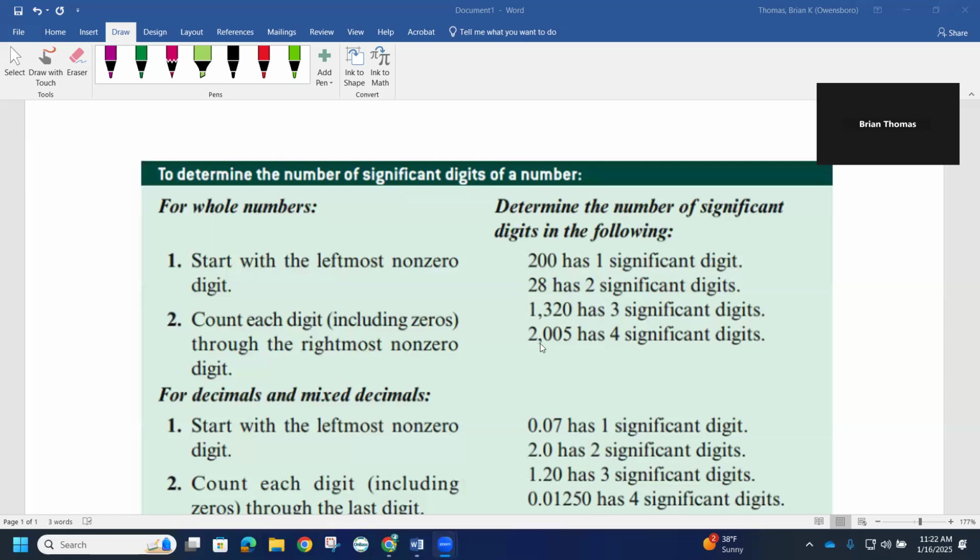If we look at this example, 2005, 2 is the far left non-zero, and if I count all the way across, 5 is the last non-zero number to the right. So I have to count everything from left to right. So 1, 2, 3, there's 4 significant digits.